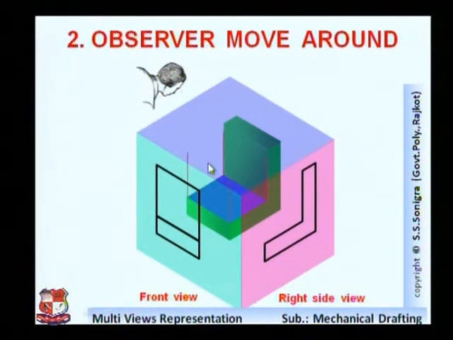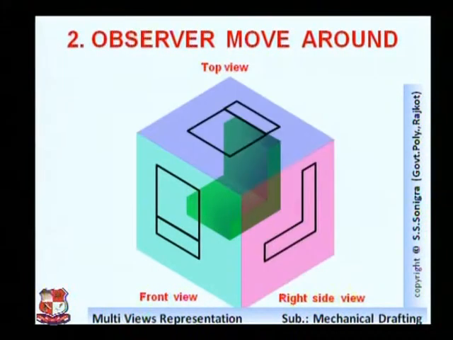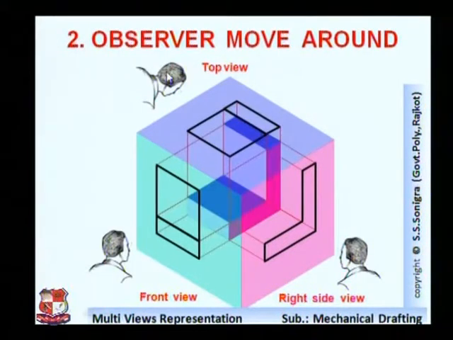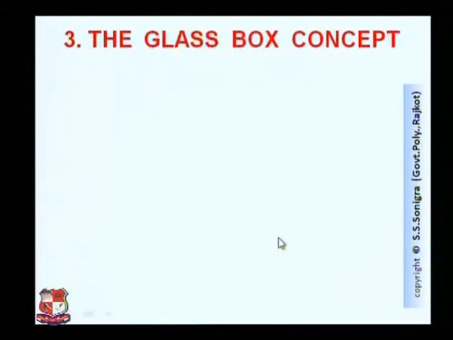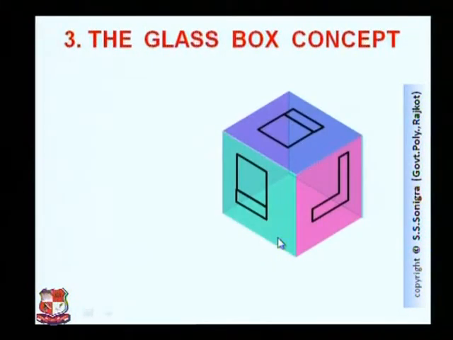Similarly, the observer has to move to the top side to draw its top view. So the observer is here, and the object could be seen. Now the observer is here, so he has to draw its top view, and this would be its top view as shown by blue colored rectangles, which could be projected on this cutting plane or projection plane over here. So in this case, the observer has moved from here to here to here, and the object remained stationary.